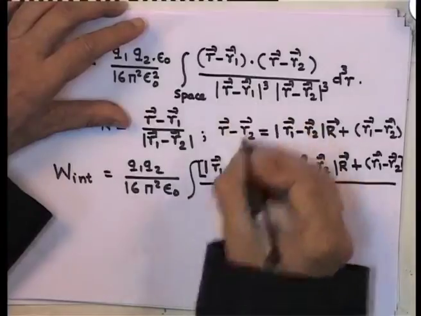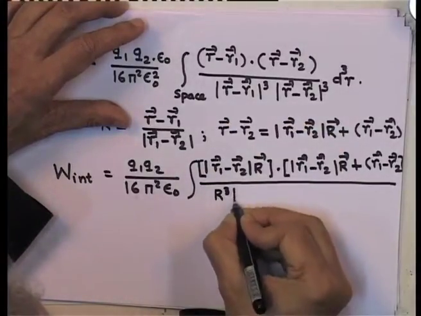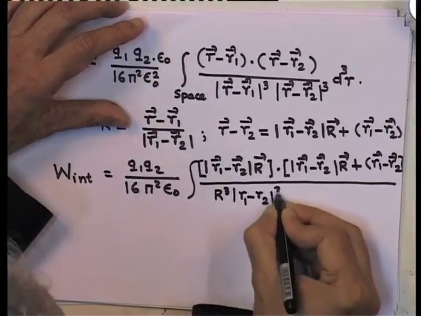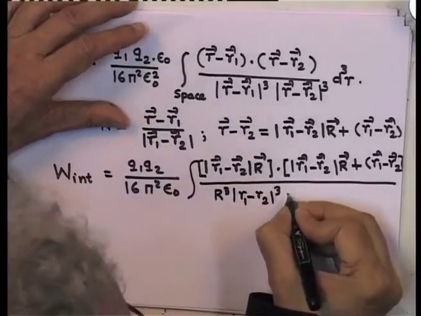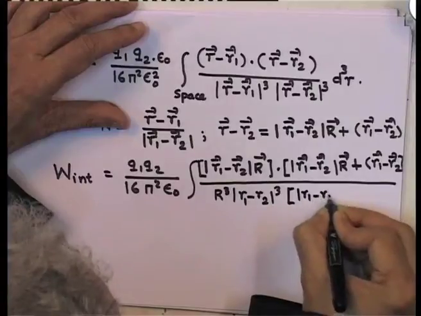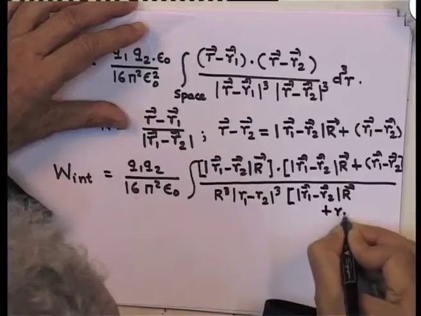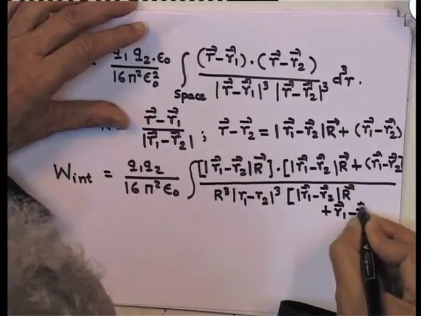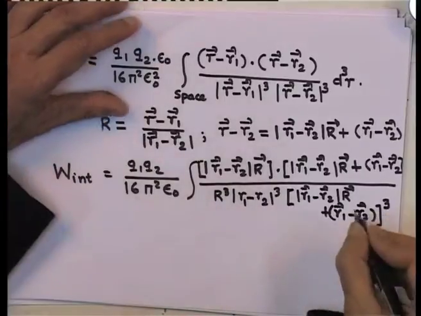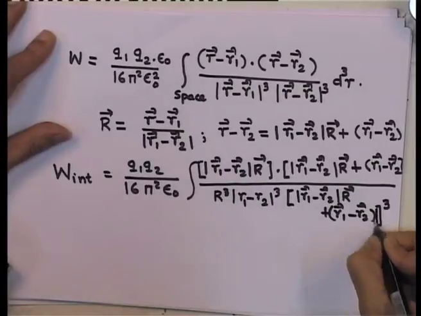similar thing, but these are cube. So, it is r cube times modulus of r minus r 1 minus r 2 cube, and again you have modulus of r 1 minus r 2 times r plus r 1 minus r 2, cube. All of this is actually modulus cube.